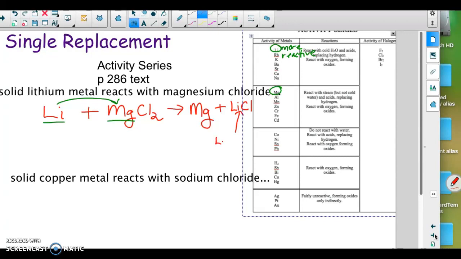The formula is based on charges and balancing those charges. To balance this equation, we would want to put a 2 to balance the chlorides, and then a 2 to balance the lithium. Another example, copper plus sodium chloride. And again, it would be the metal replacing the metal. So what I want to do is come over to my activity series, and I find copper and I find sodium.